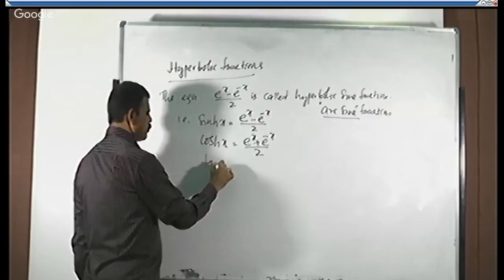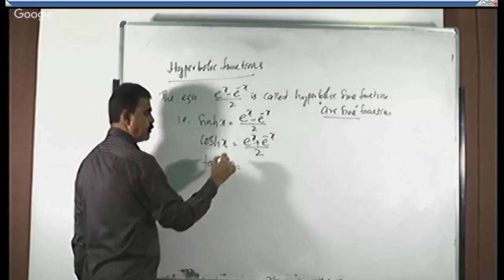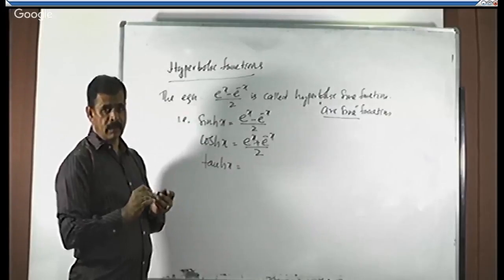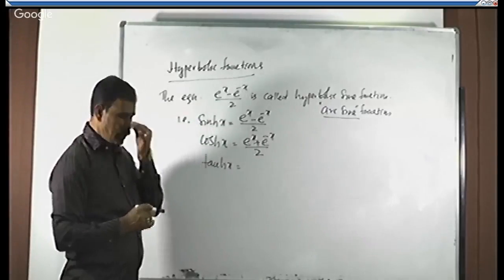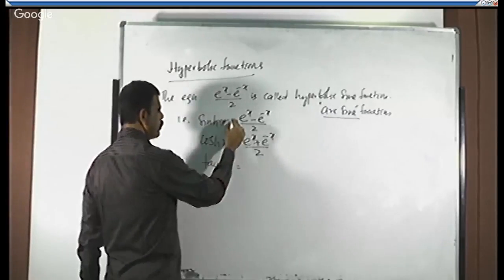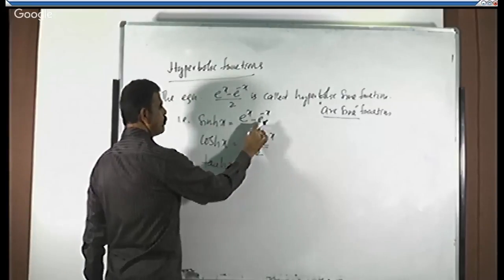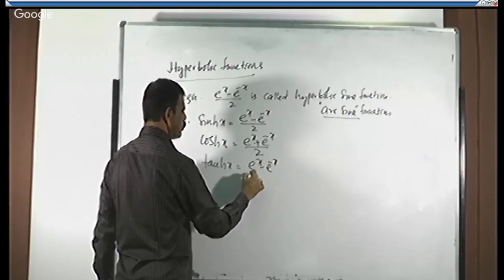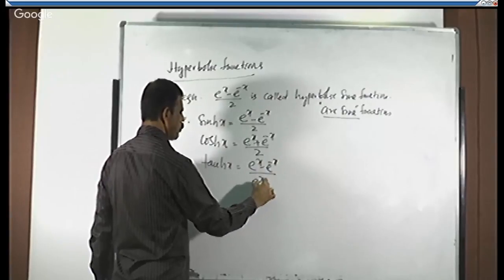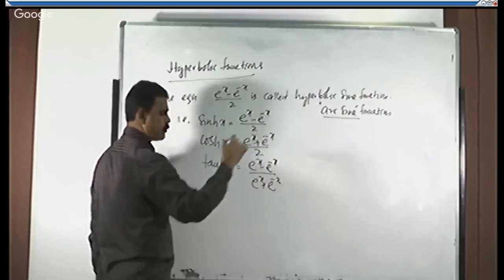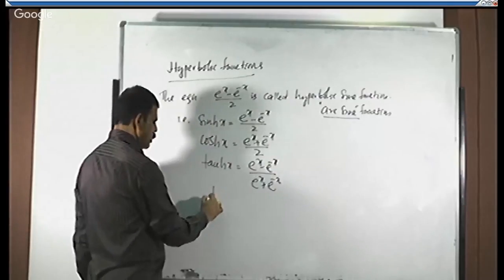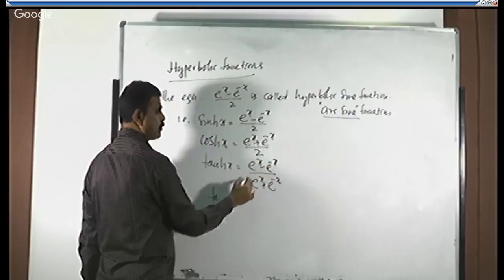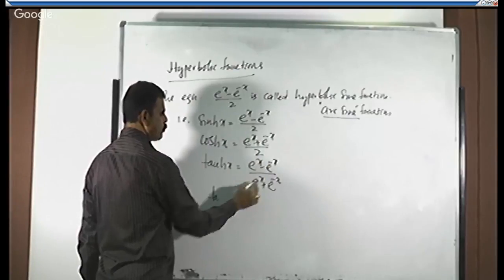Tanh x. What is tan? Tan theta is sine theta by cos theta, correct? Here also it is sinh x by cosh x. The 2 gets cancelled. It is e power x minus e power minus x divided by e power x plus e power minus x. Tanh x is e power x minus e power minus x divided by e power x plus e power minus x.